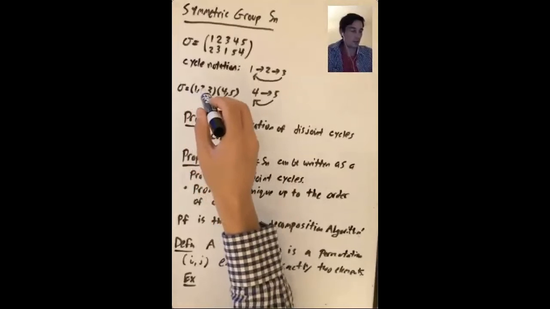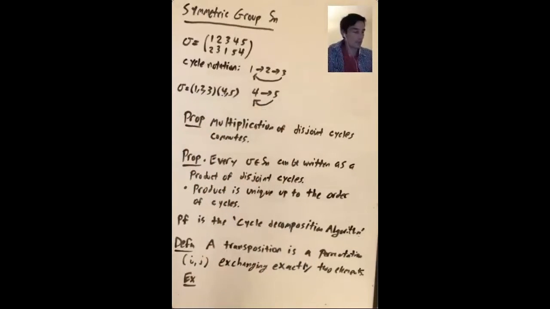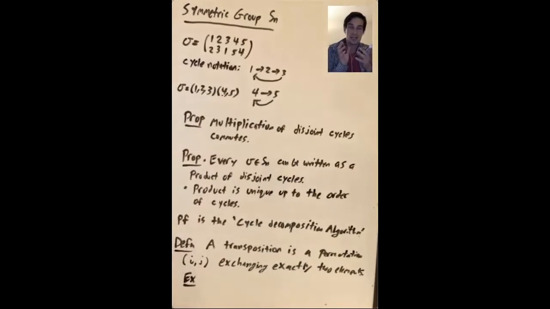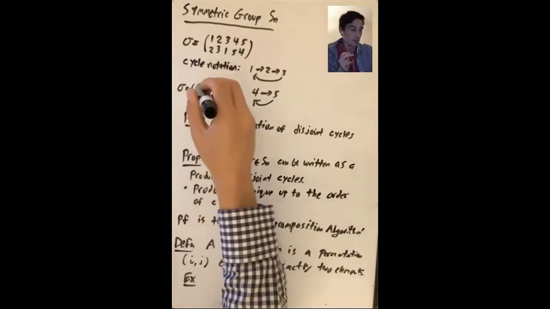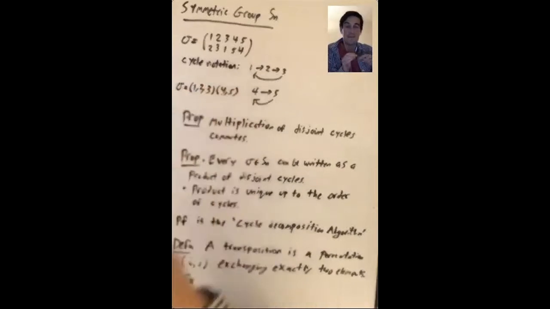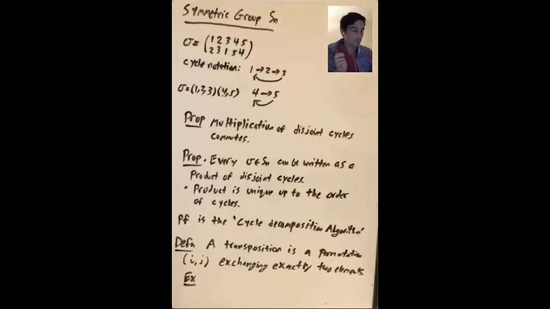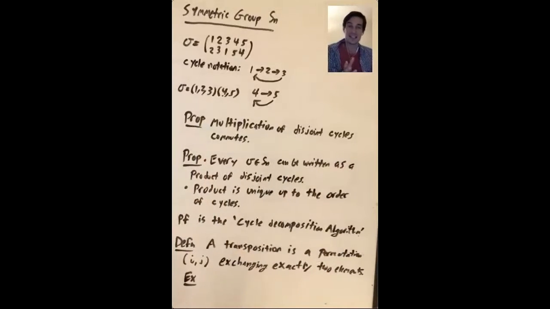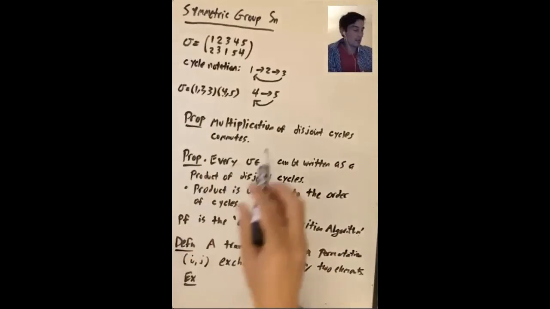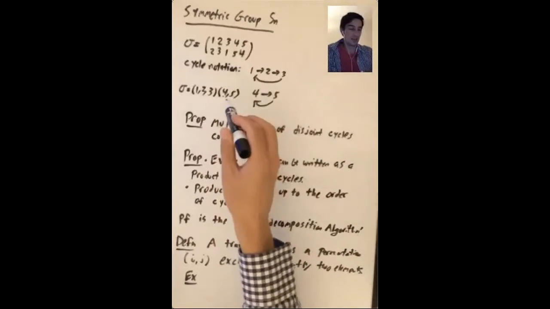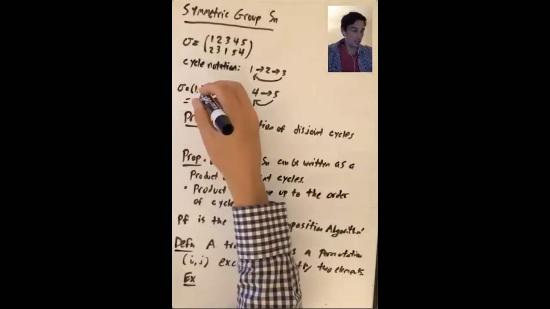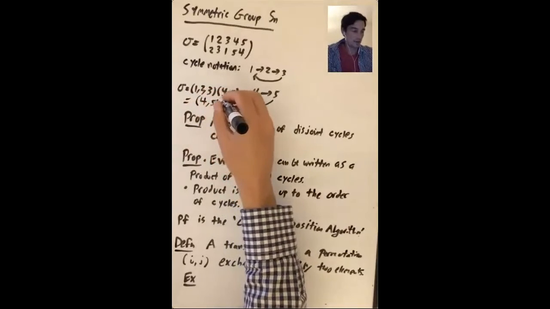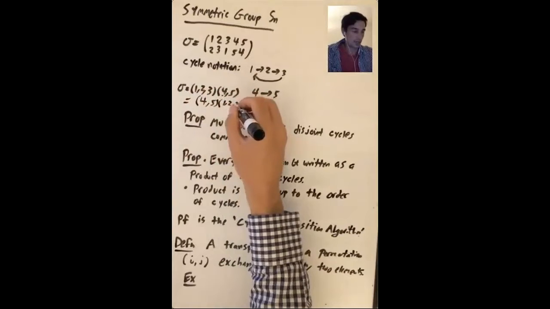The cycle (1 2 3) times the cycle (4 5). So what does this cycle (1 2 3) really mean? That notation means we're taking the permutation that sends 1 to 2, 2 to 3, 3 back to 1, and fixes everything else. Okay, so it's easy to see from the cycle decomposition algorithm that multiplication of disjoint cycles commutes, that (1 2 3)(4 5) is the same as (4 5)(1 2 3).